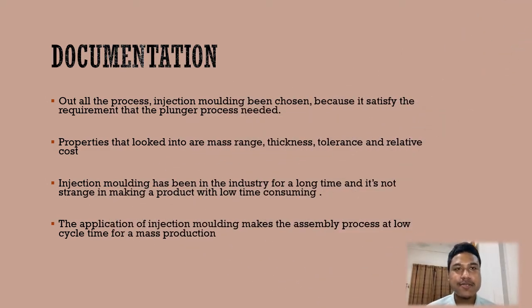Out of the processes, injection molding has been chosen because it satisfies all the requirements needed. Next, the properties look into the mass range, thickness, tolerance, and relative tooling. Injection molding has been in the industry for a long time and is not strange in making a product with low time consumption. Lastly, the application of injection molding makes the assembly process low in cycle time for mass production.